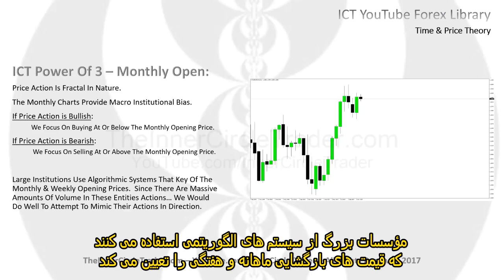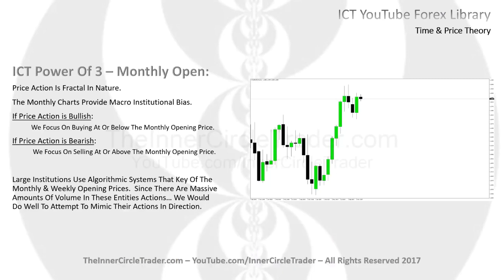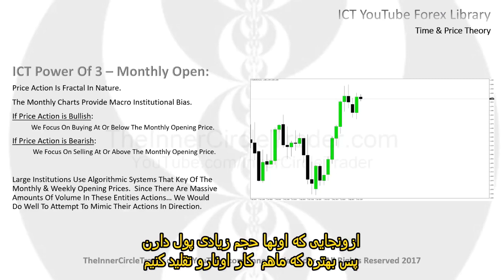Now, large institutions use algorithmic systems that key off of monthly and weekly opening prices. Since there are massive amounts of volume in these entities' actions, we would do well to imitate or mimic their actions and directional bias.